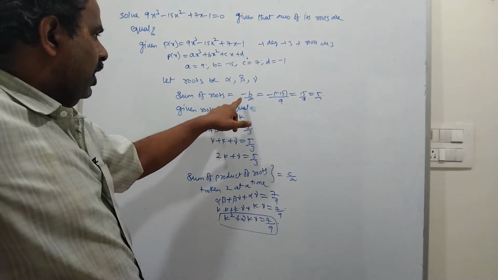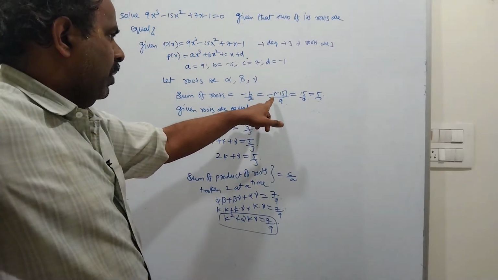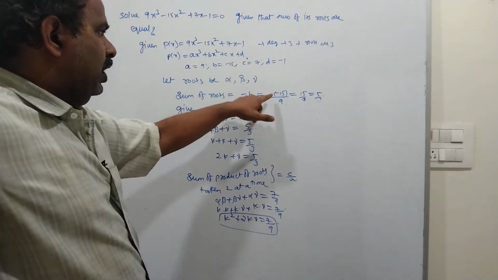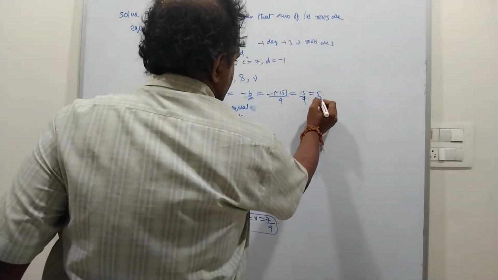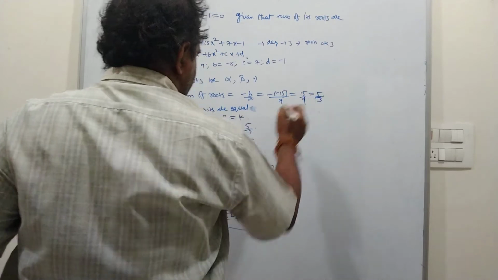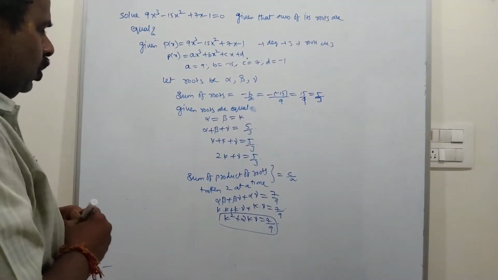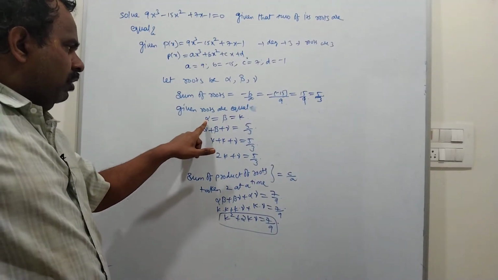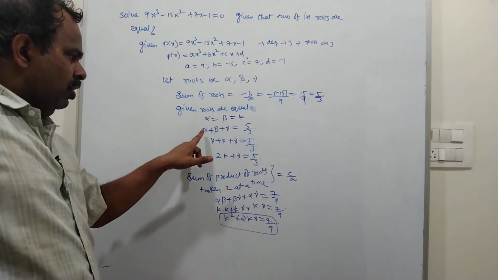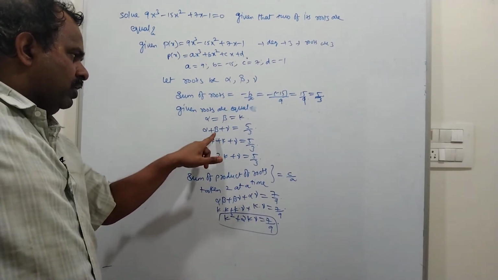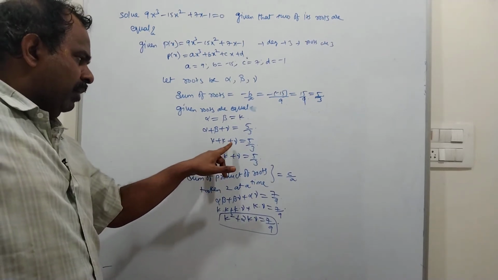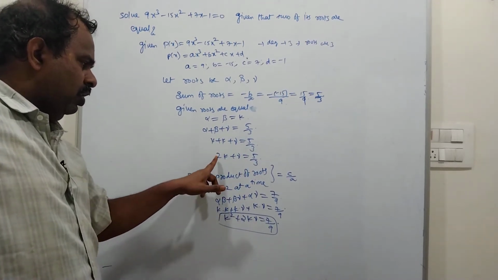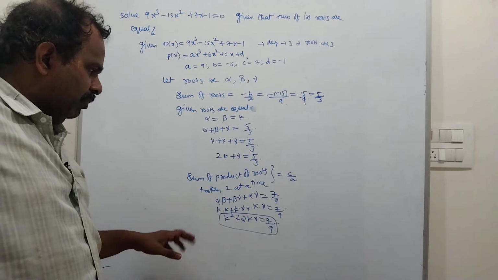Sum of roots is −b/a, that is, −(−15)/9 = 15/9. So both of them get cancelled by 3, giving 5/3. Given that two roots are equal, alpha = beta = k. So the sum of the roots, alpha + beta + gamma, is 5/3. k + k + gamma = 5/3, so 2k + gamma = 5/3.